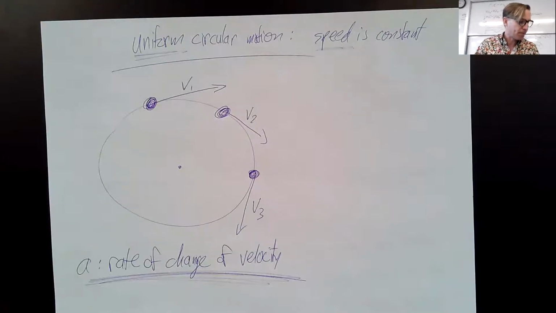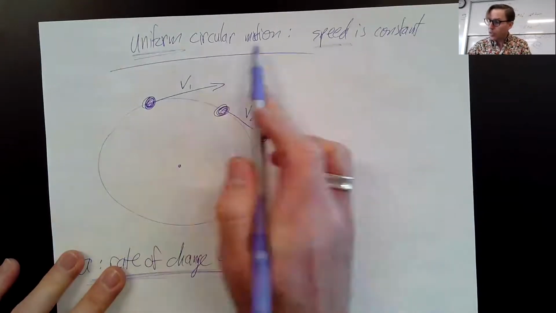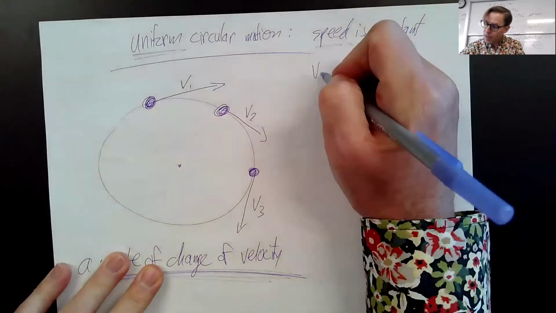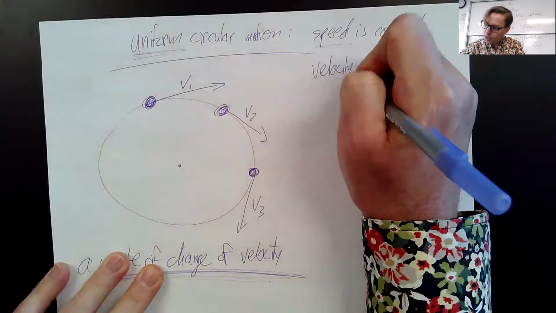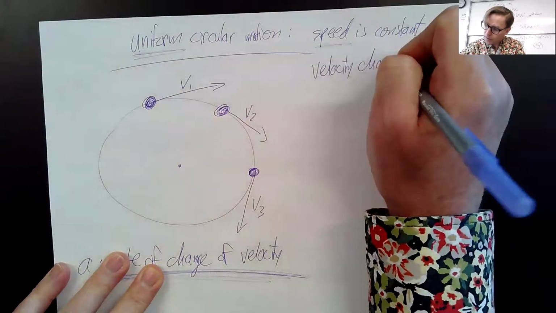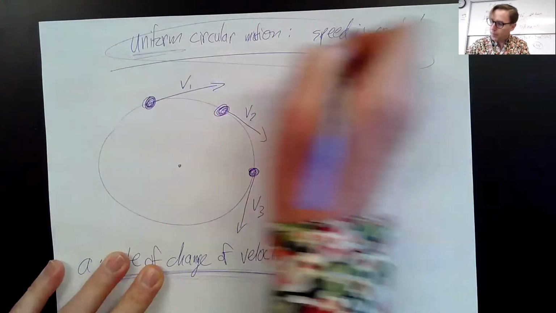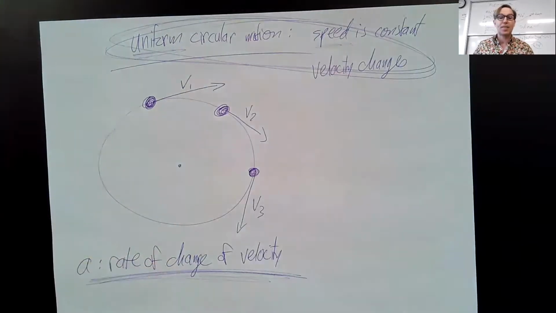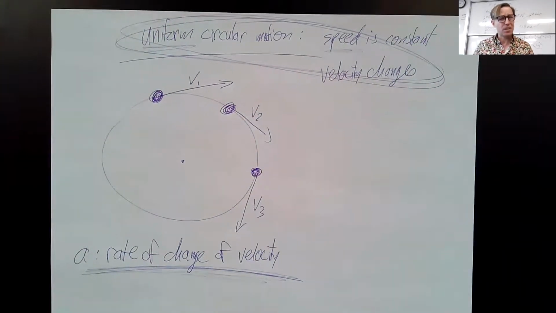But now it's time to move on. In uniform circular motion, speed is constant, velocity changes. Big deal. Make sure you write that down and continue to think about it so that it gets sunk in, so that you really remember it.